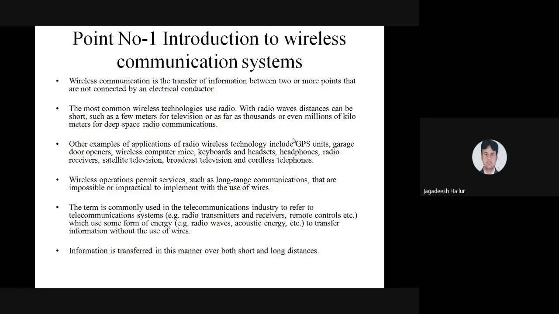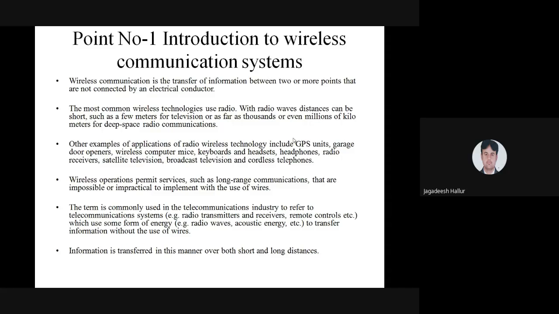It is mainly used in the telecommunication industries. The telecommunication industries have to use more wireless communications. Therefore, radio transmitters, FM, that is wireless, that is radio transmitters and receivers, remote controls. There are some examples they are using in industries.